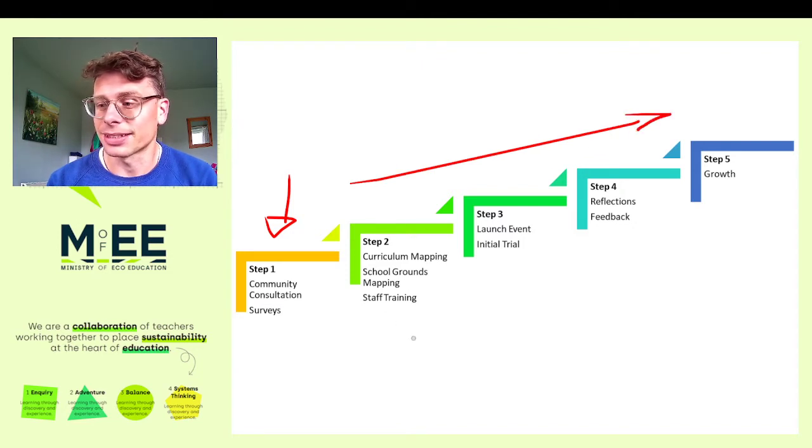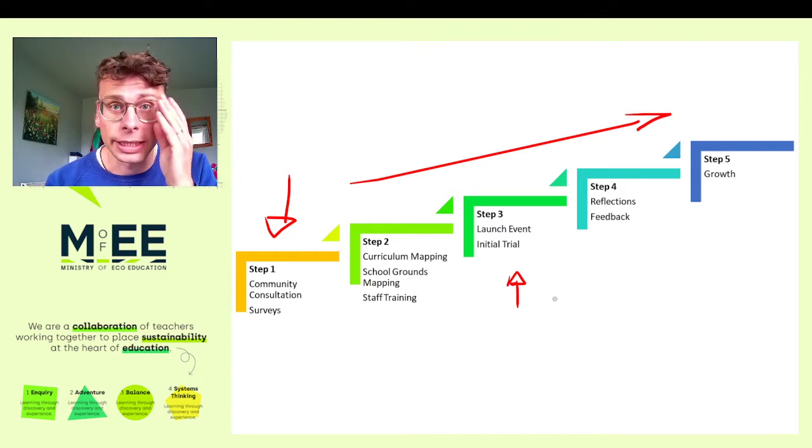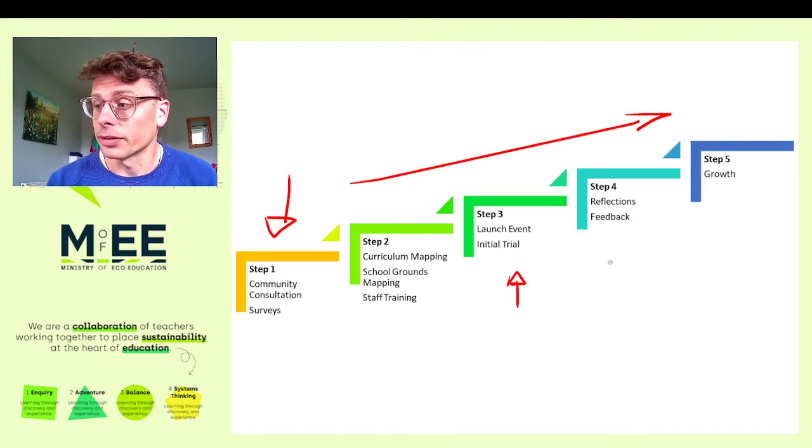So the second step is looking at mapping the school curriculum, but also the grounds, thinking about staff training. The third one is all about hosting an event to launch and having some sort of initial trial where some teachers engage with the materials. And then the fourth is about reflecting on that process. And then the fifth is maybe even creating some of this using our model and the ideas yourself.